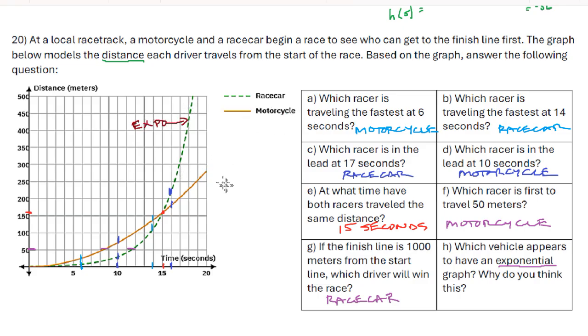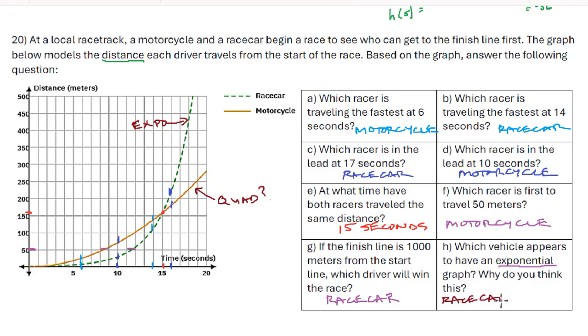And I don't really know what this other graph is, class. It could also be exponential, but just growing at a slower speed. But it looks very much like a quadratic. Probably a quadratic. So when we think about which appears to have an exponential graph, it's the one that's growing at a very, very fast speed the farther we go along on our x-axis. Which one do you think it is? We think it is the race car.